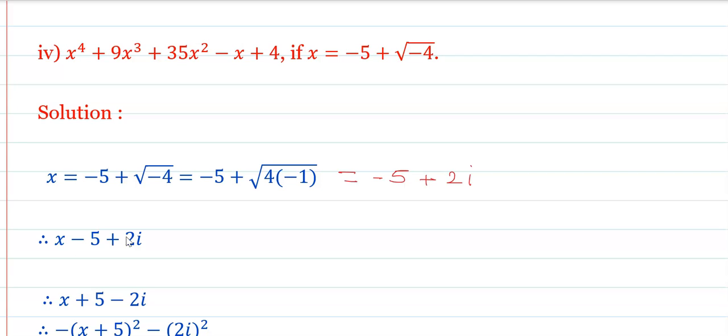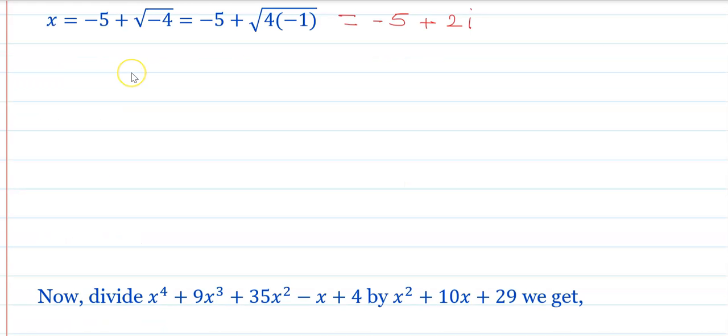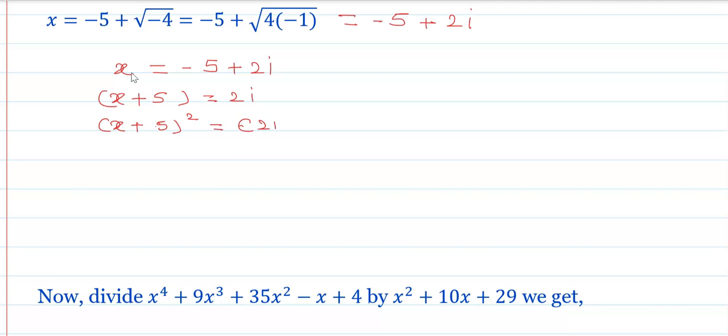We'll write here one more. Again here x is equal to minus 5 plus 2i. Therefore x plus 5 is equal to 2i. Squaring on both sides, then you will get x plus 5 bracket square is equal to 2i bracket square, that is equal to 4i square.